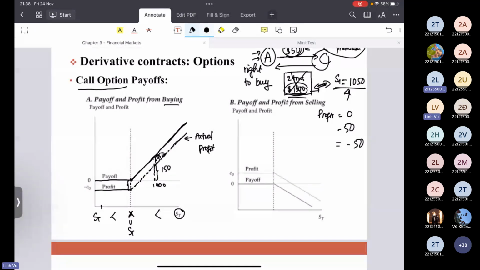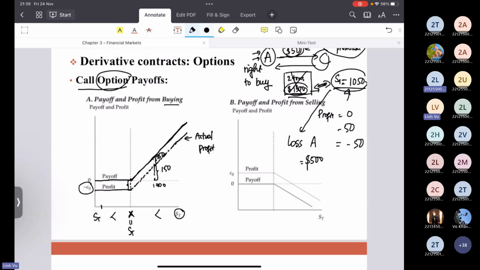Okay, so you can see that if we compare the option contract and the forward contract, when the spot price becomes very low like this, for the forward contract, the loss to party A is $500. But by participating in the option contract, party A can limit his loss at minus $50 only. And that is one advantage of the option contract compared with the forward contract.